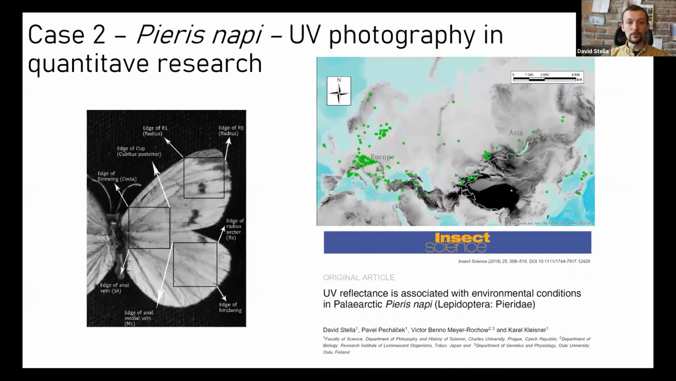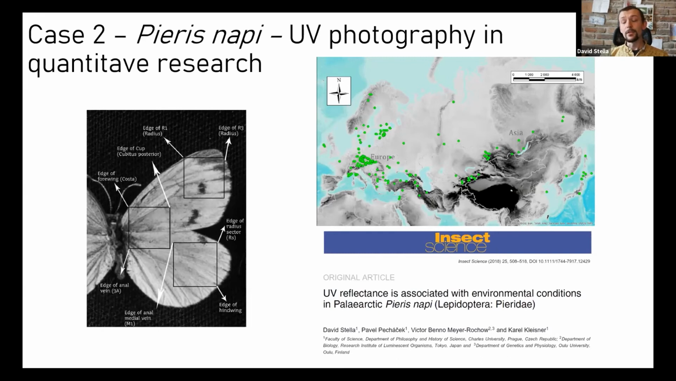Case number two, my favorite, a very common butterfly, even in your garden if you are living in Europe or Asia. We proceed with the analysis of 400 specimens from all the Palearctic region, as you can see here on this map. And we reveal that the higher UV reflectance intensities are associated generally with more hostile environments, which has some kind of ecological and evolutionary consequences.